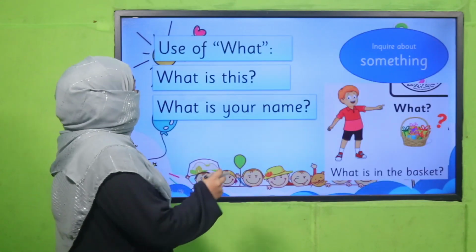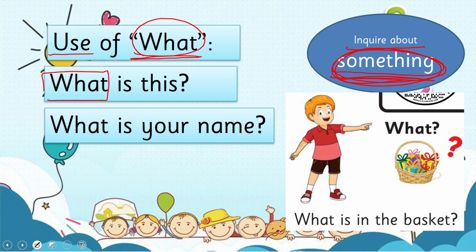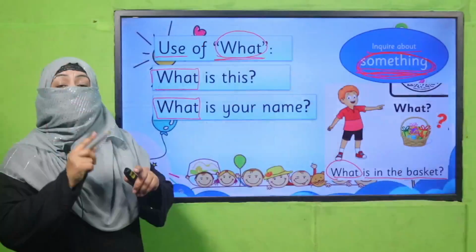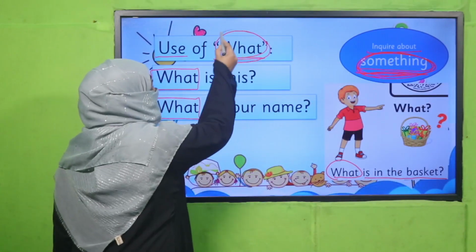Look at this. We use what if we are inquiring about something, when you want to know or you want to ask about something, which question word will you use? What? For example, what is this? What is your name? What is in the basket? Now, you are asking about something. That's why you have chosen this word, what.